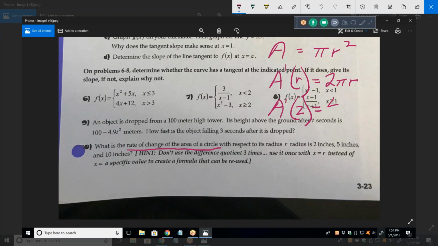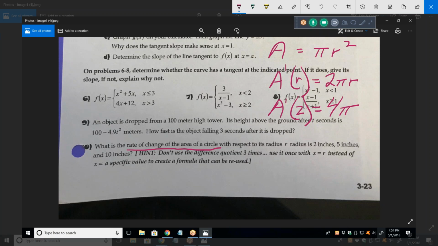2 times pi times r, times 2. R is 2, times 2. Okay? So the rate of change is 4 pi. That means the area is increasing by 4 pi per whatever time frame they're asking about here. They're getting pretty deep into calculus without ever having mentioned what a derivative is.